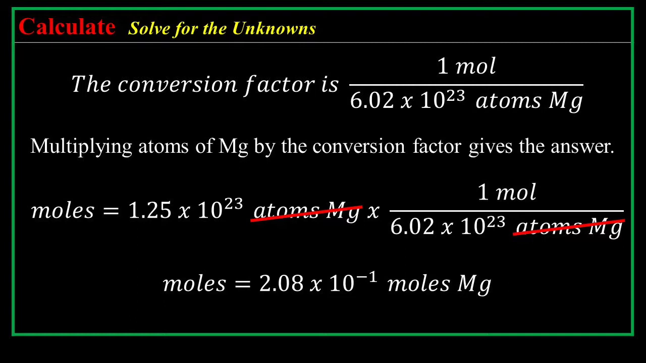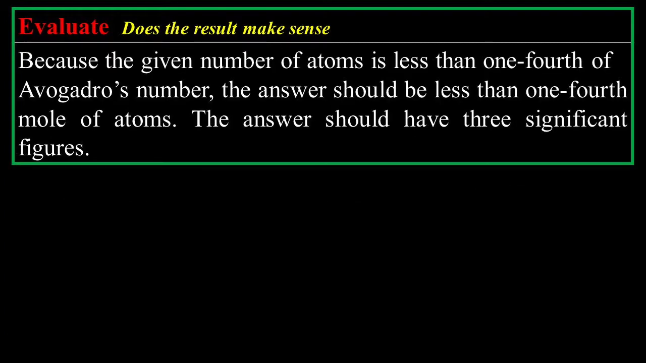And here it is. The conversion factor, 1 mole over 6.02 times 10 to the 23rd atoms of magnesium. Multiplying atoms of magnesium by the conversion factor gives the answer. 1.25 times 10 to the 23rd times 1 mole over 6.02 times 10 to the 23rd atoms. I get 2.08 times 10 to the negative 1 moles of magnesium. Because the given number of atoms is less than 1/4 of Avogadro's number, the answer should be less than 1/4 moles of atoms. The answer should have 3 significant figures.